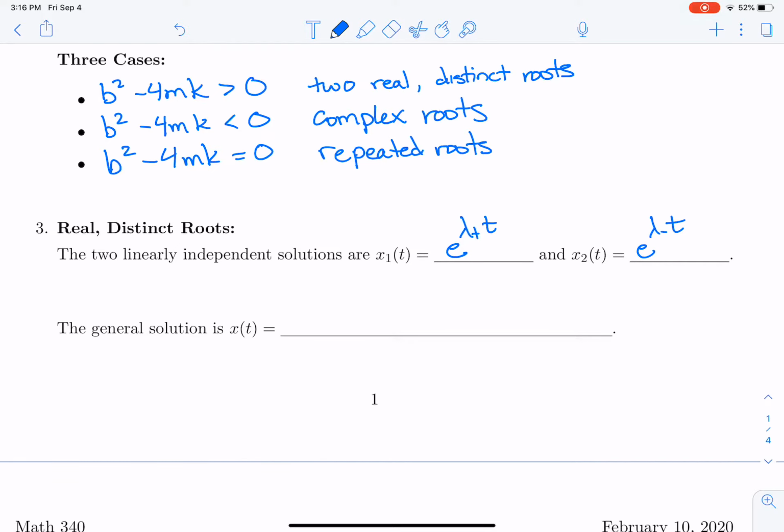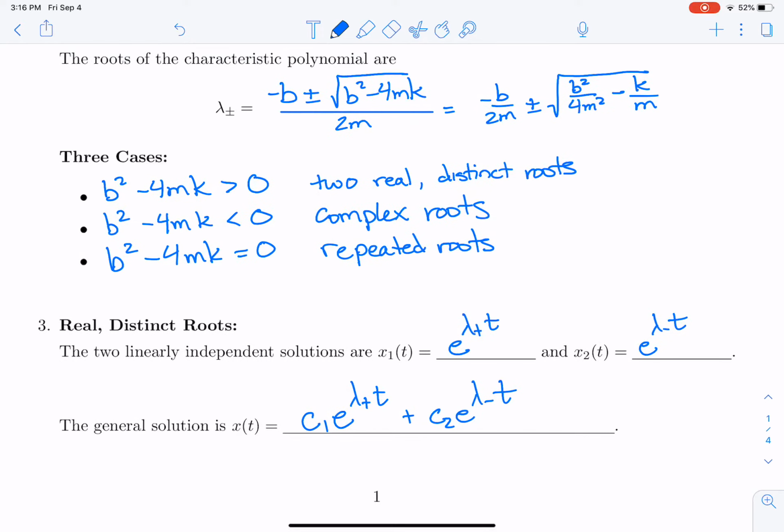And so that gives us a general solution, which is going to be c1 e to the lambda plus t plus c2 e to the lambda minus t. Lambda plus and lambda minus are given by that formula above. Well, what is going to be the behavior of this system? Now, a lot of this depends on what the constants b, m, and k are. Let's for a moment assume that b, m, and k are all positive.